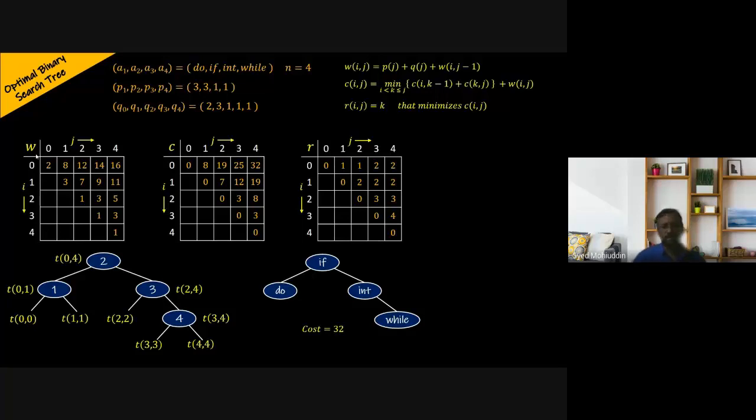The textbook has done it the other way, what you call a mirror image. So that way it doesn't matter, the value is going to be the same. It doesn't matter how you compute or how you create the table. The only thing is you have to apply this equation, calculate the cost and construct the tree. So this is all about the optimal binary search tree.